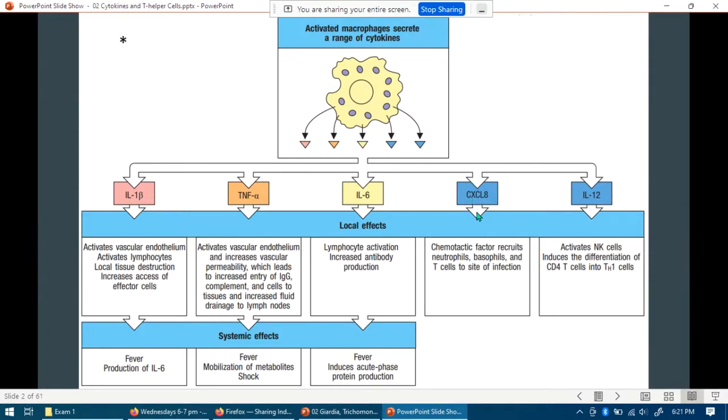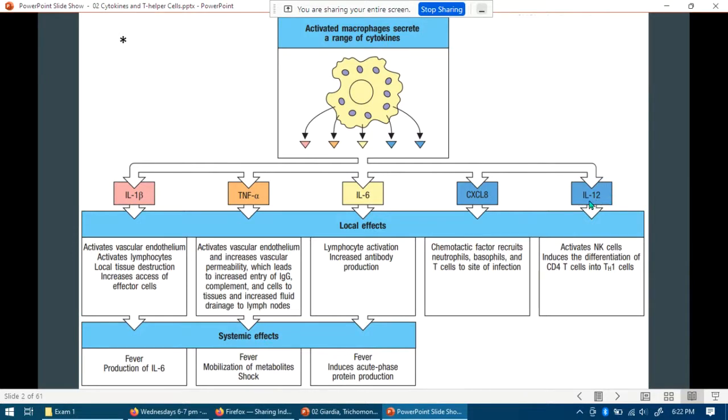And the job of IL-8 or CXCL8 is to recruit neutrophils, basophils, and T cells from the blood to the site of infection. So it is a chemotactic factor. What that means is it directs the movement of those cells. Okay, they're going to move toward the IL-8. They're going to move toward a higher concentration of IL-8, and they can tell the gradient and where it is. They're pretty good at that.